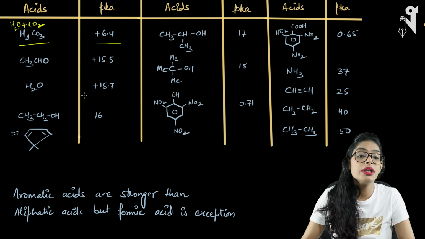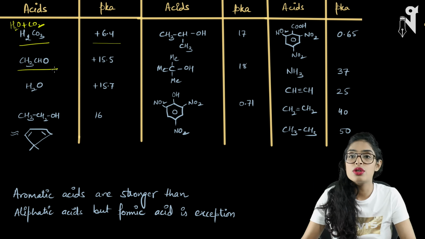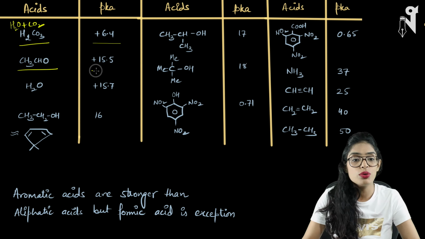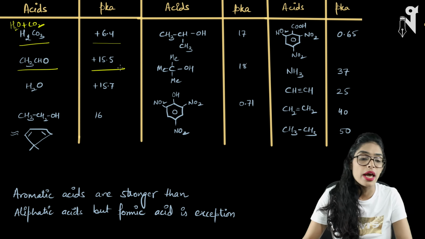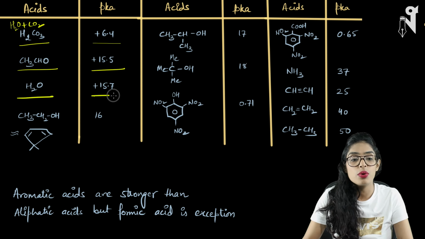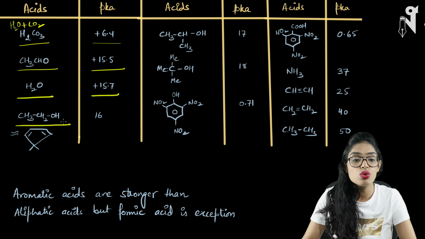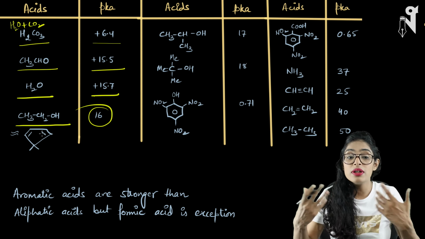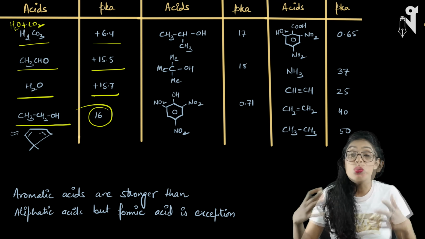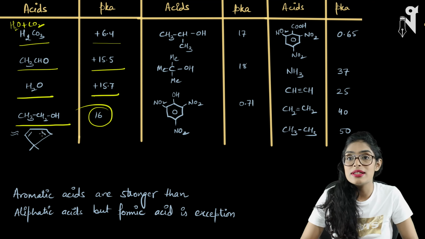Similarly, let's compare CH3CHO. It's an aldehyde, with a very high value for pKa, almost no acidic character. Water is 15.7. Again, it's neutral. Look at this, CH3CH2OH, ethanol. It has a value of 16, even lesser acidic than water. It's very less acidic, lesser acidic than water.